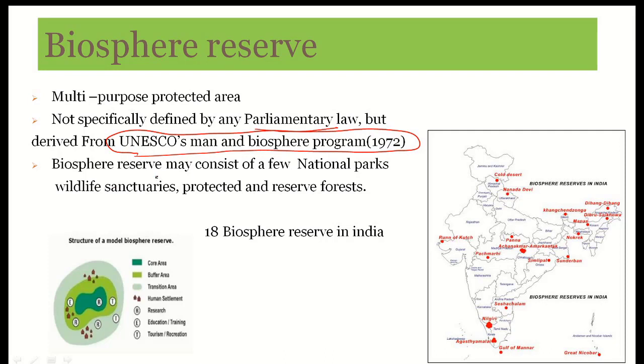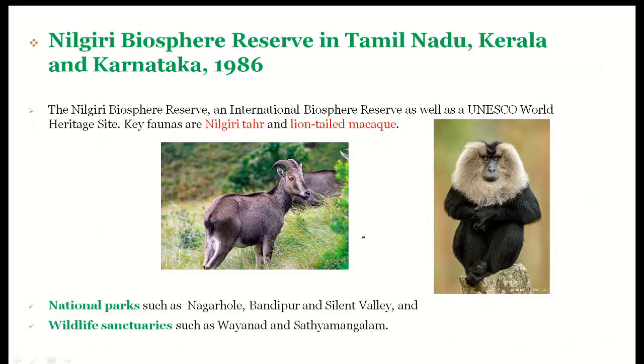In a Biosphere Reserve you can see some national parks, wildlife sanctuaries and protected areas within them. That is why some Biosphere Reserves have a name similar to a national park. Why is that? Because that national park exists within that Biosphere Reserve. There are 18 Biosphere Reserves in India, so let us discuss them.